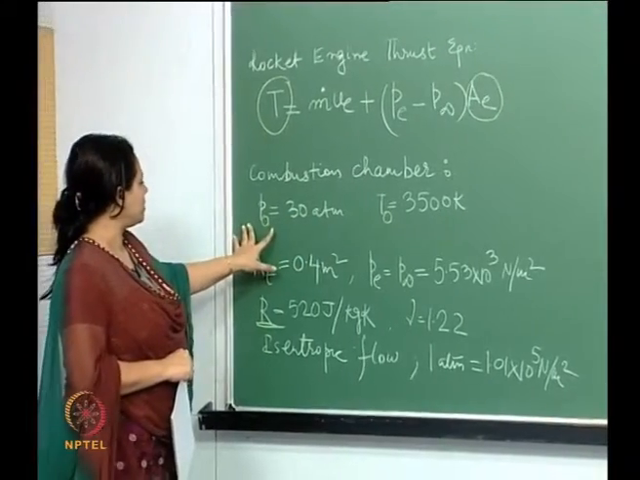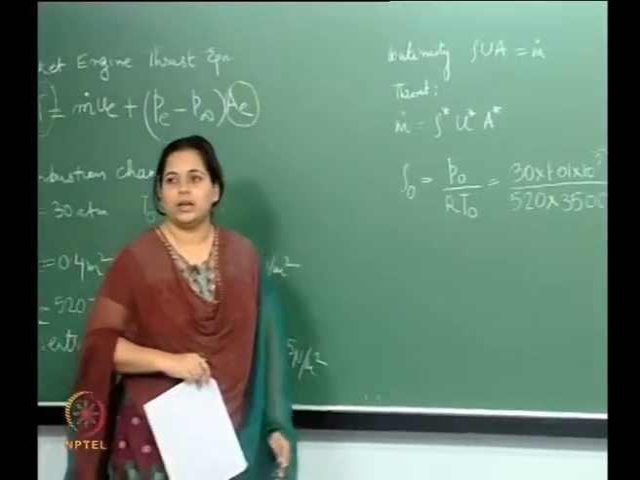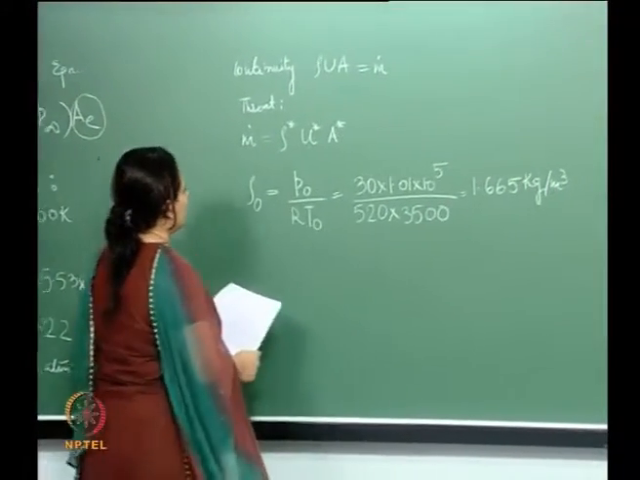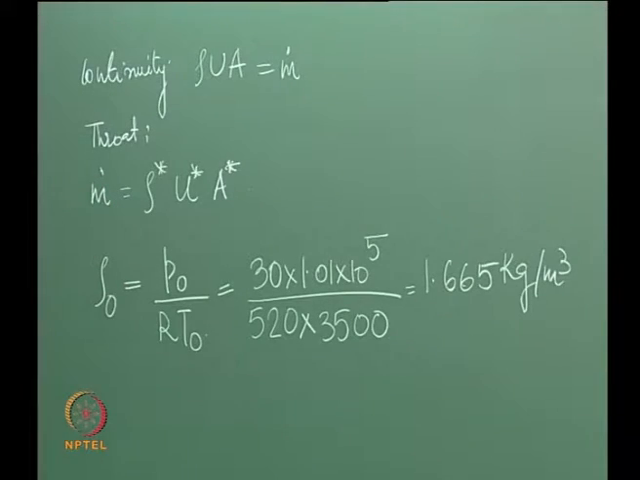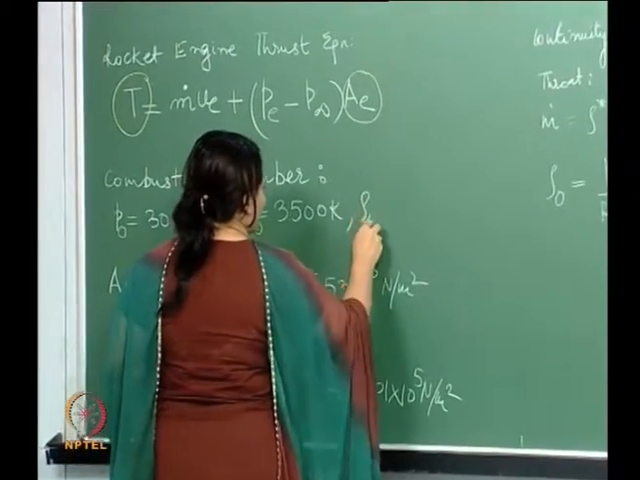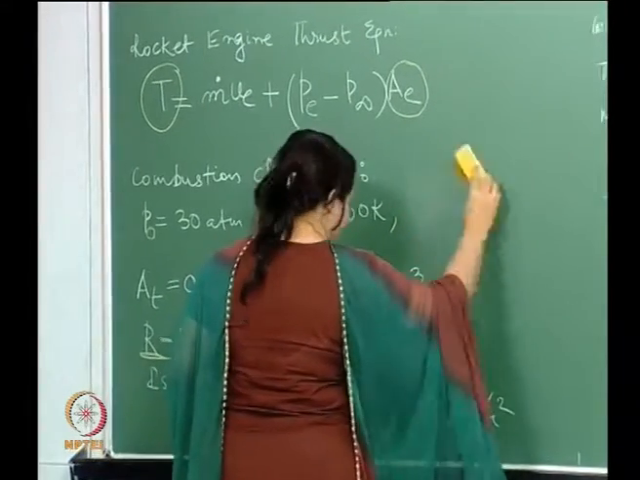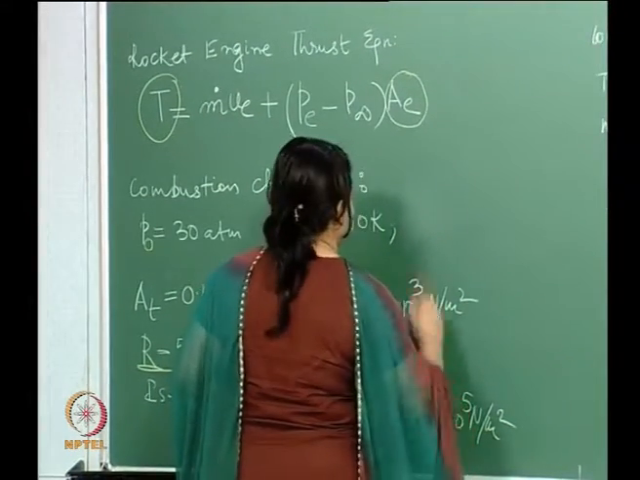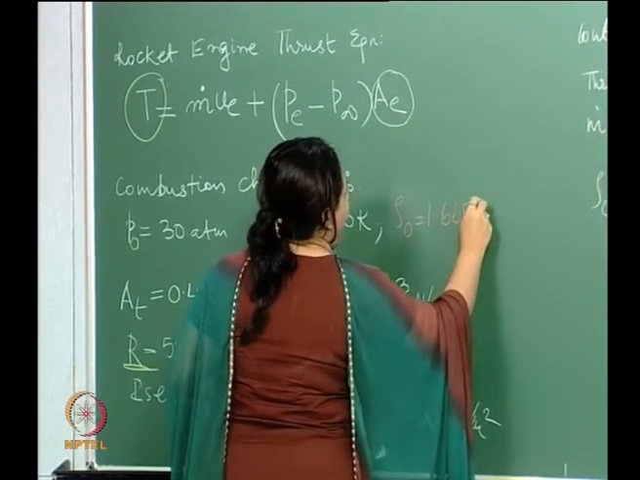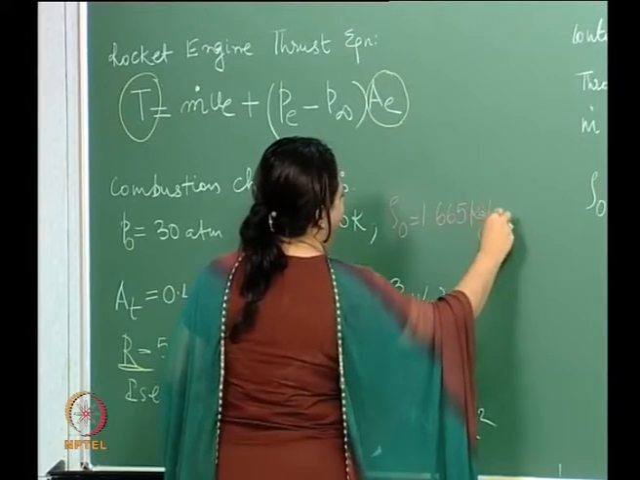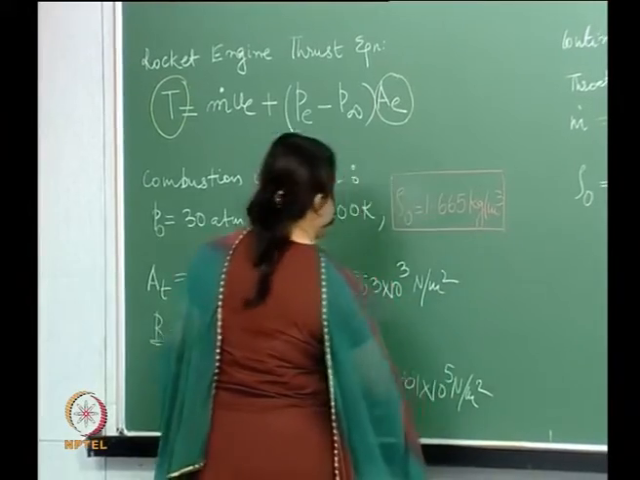Here we were given just pressure and temperature. So, now we have calculated the density. This is my reservoir condition, in the combustion chamber, which I have got as 1.665. So, why do we not write that here also, since we have calculated this. Let me write that here. Okay, so this is a calculated value.